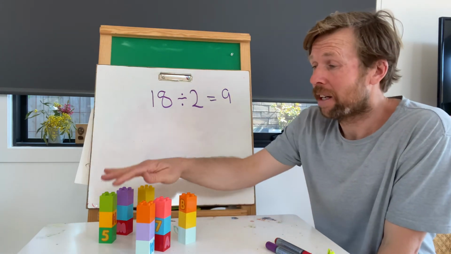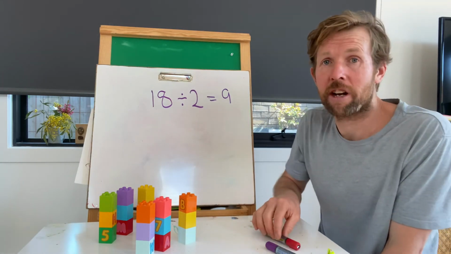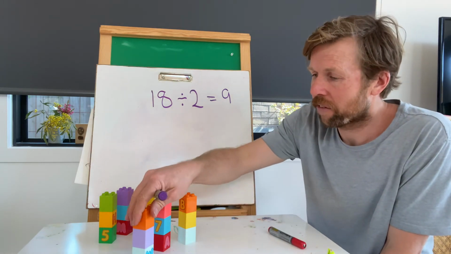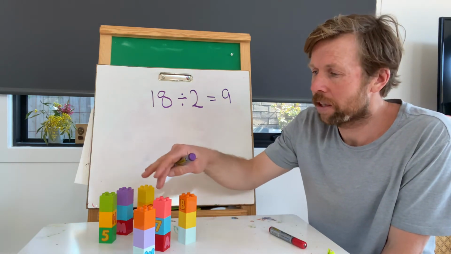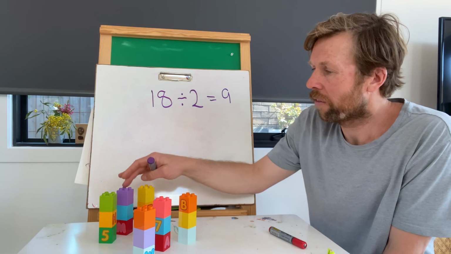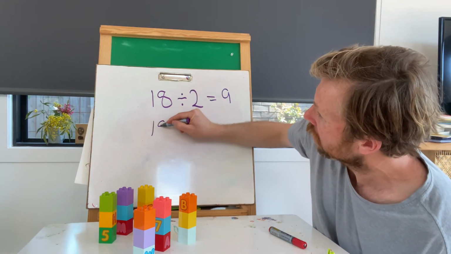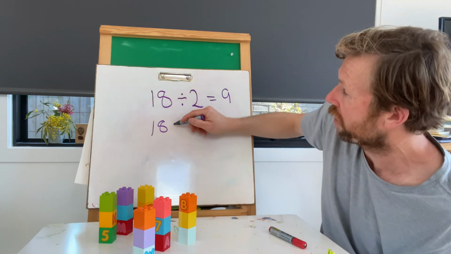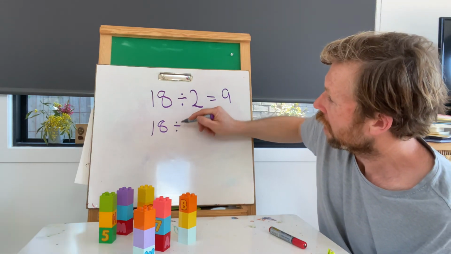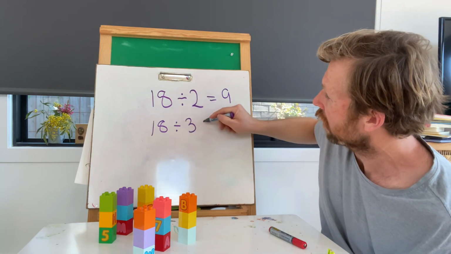So now I've done 18. How many towers of 3 can I make out of 18? Let's check. I've got 3 in them. So I've got 1, 2, 3, 4, 5, 6. So this time we've got 18. How many 3's? If they're equal groups, that's the most important thing. 18, how many 3's? Same sort of thing, it's 6.